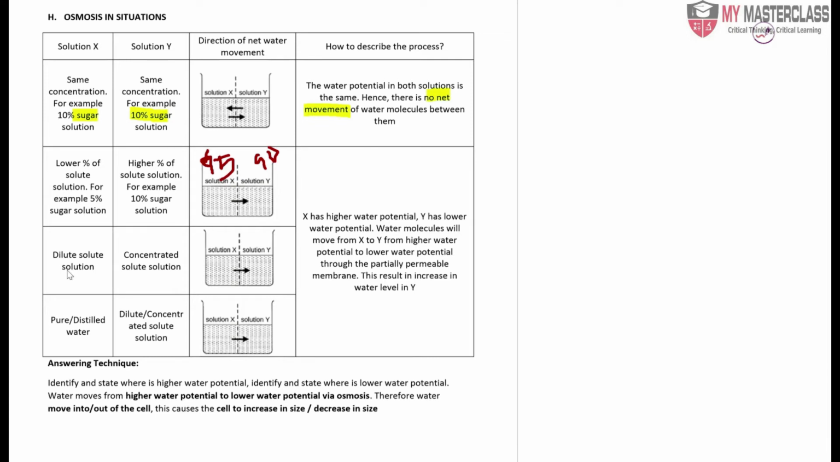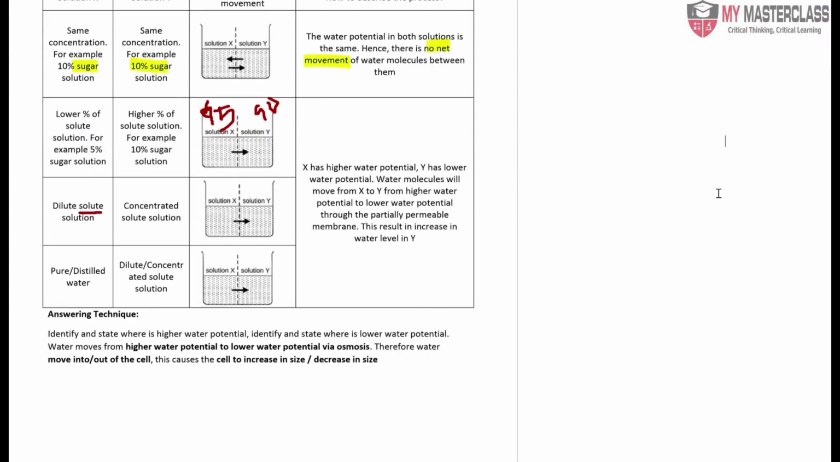Same thing for dilute solution. Dilute means very little. Solute means the substance that you're pouring to dissolve in, for example, the tea powder or the coffee powder. If I've got very little coffee powder, my water concentration will be high here, whereas in Y, my water concentration will be low. Pure or distilled water indicates it is 100% water. So 100% water versus less than 100% water in Y, my water movement will be from the left to the right side in the beaker itself, and thereafter there will be no net movement.